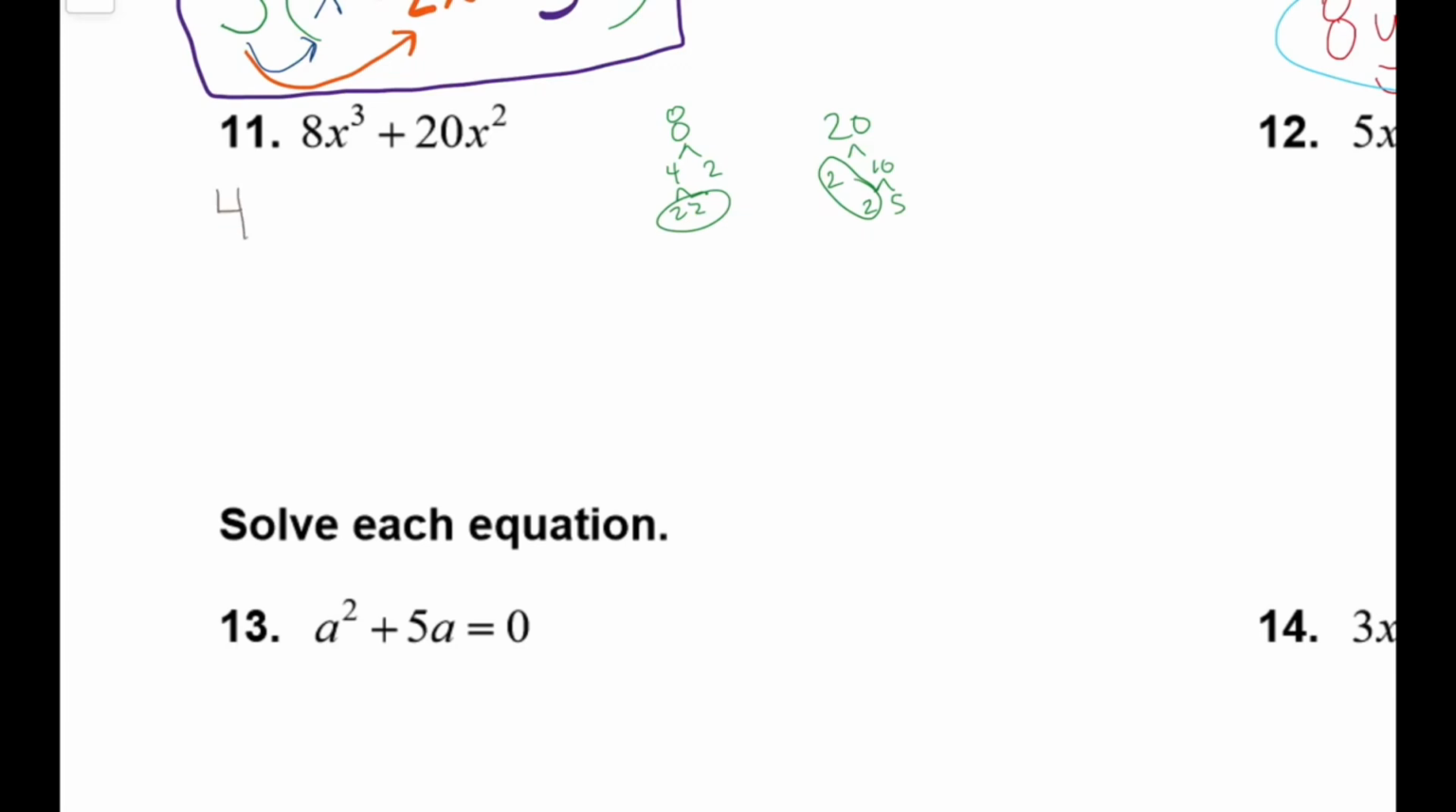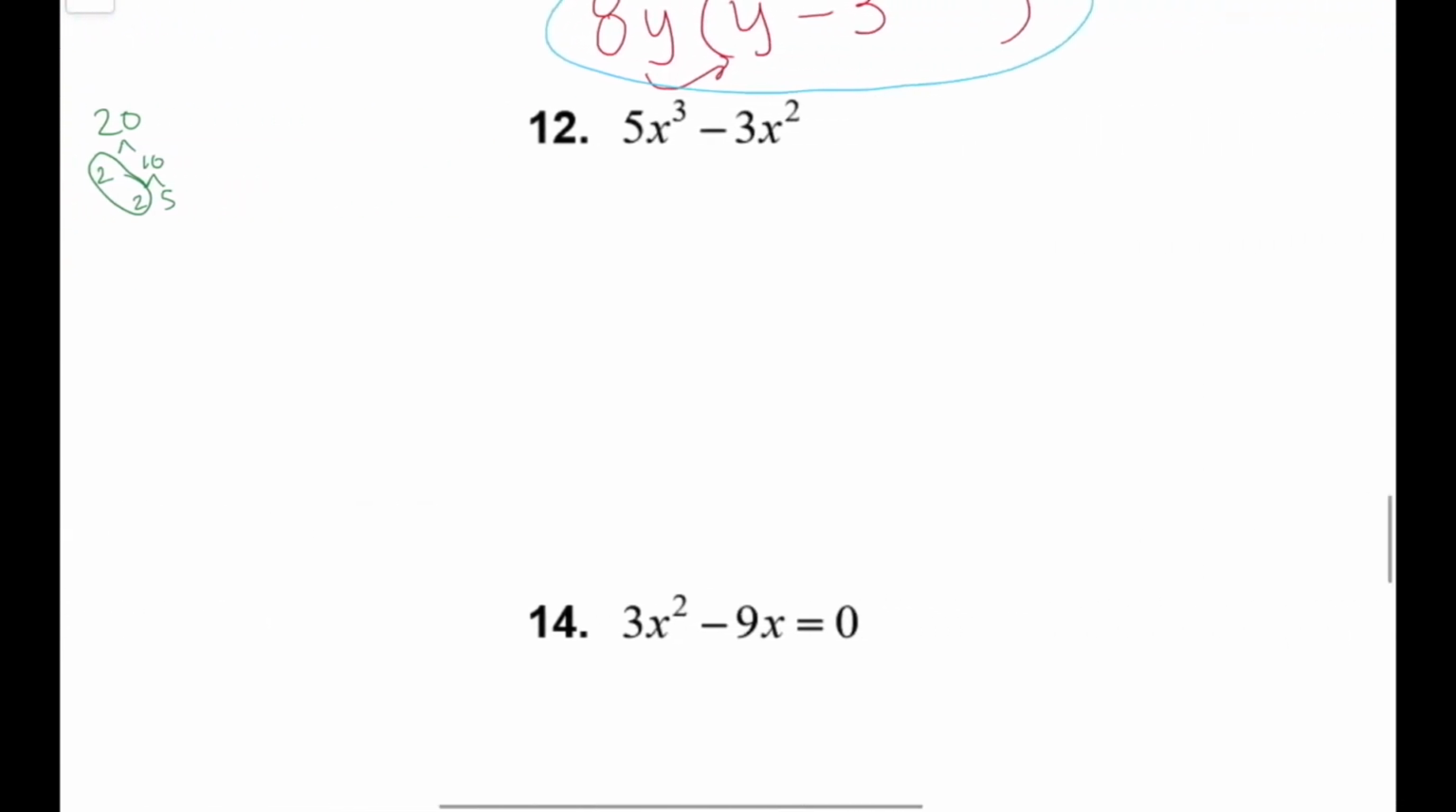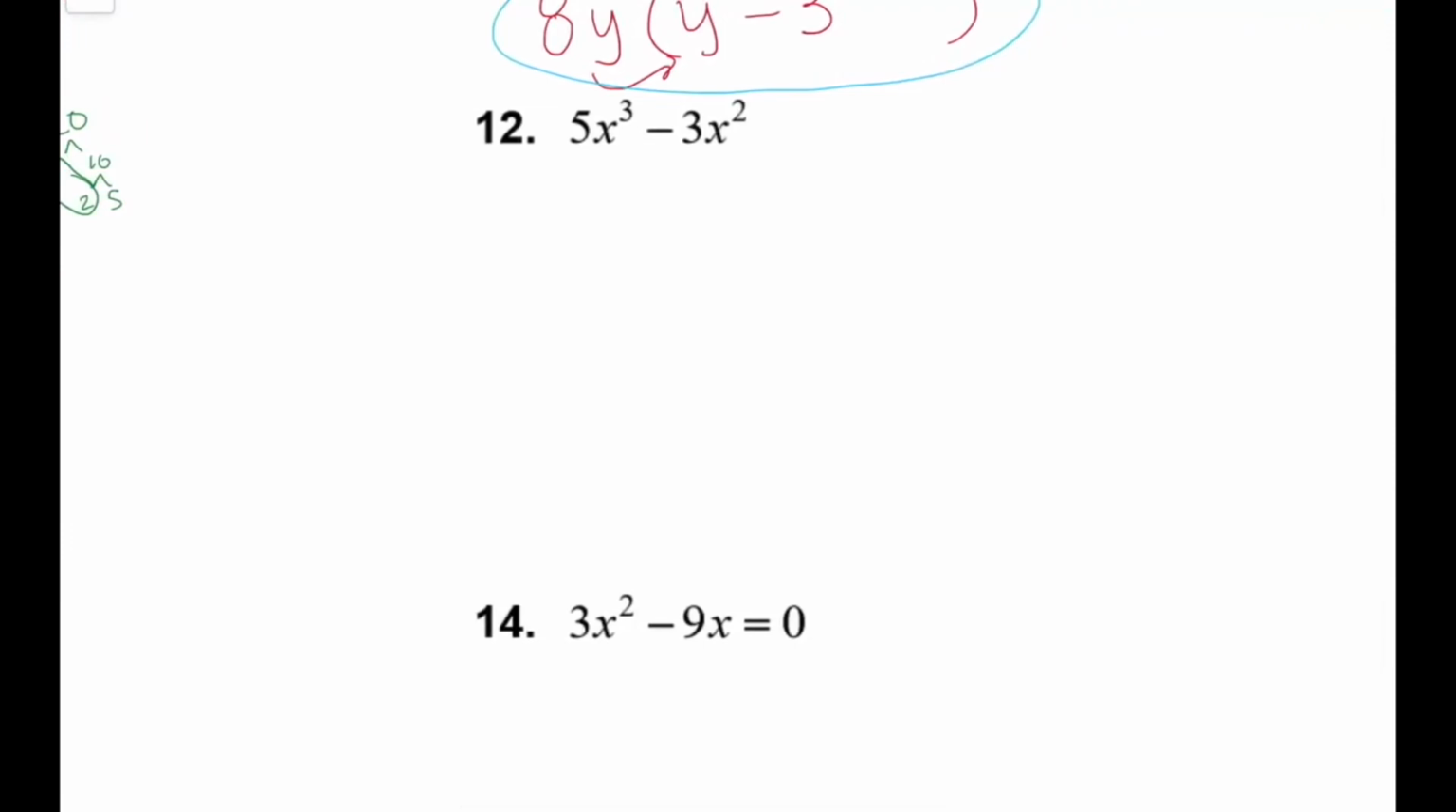Now I have 3 x's for the first term and 2 x's for the second. Both of them have 2 x's. So we're going to factor out 4x squared. Now I'm looking for what times 4x squared gives me 8x cubed. 4 times 2 gives me 8, and x squared times x gives me x cubed when I distribute that. 4 times 5 gives me 20, and 4x squared times 5 gives me that 20x squared that we're looking for up top.